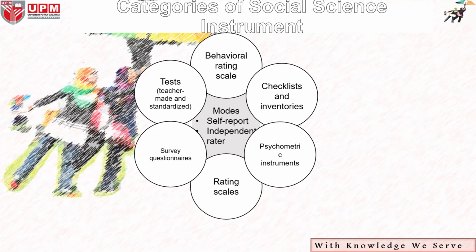Next one, the psychometric instrument. Okay, rating scale. Okay, rating scale, survey questionnaires, test. Okay, which is, for example, teacher made and standardized. For example, the SPM. Okay, SPM exam and so on. Okay, so these are the usage of the instrument in social science. Okay, and then in terms of mode, it can be based on self-report or independent rater. Okay, another issue being raised when you deciding on your instrument, the instrument to be used is how many rating scale, how many skills should be used.